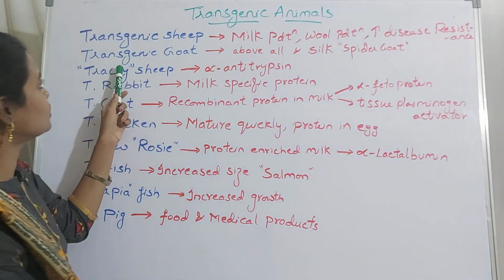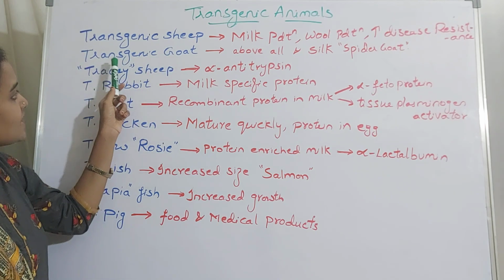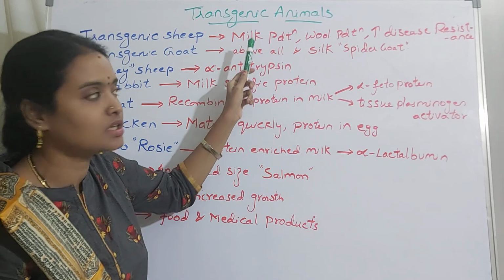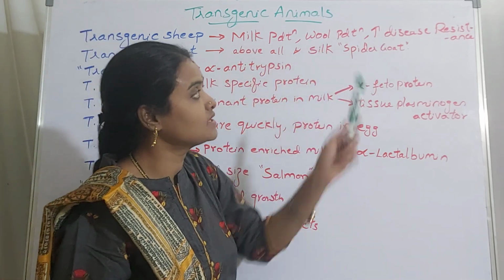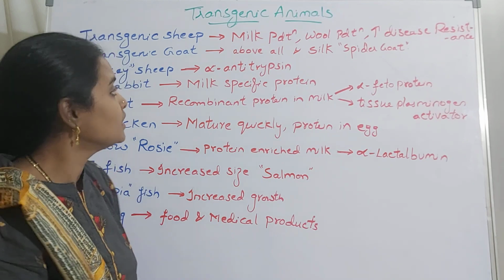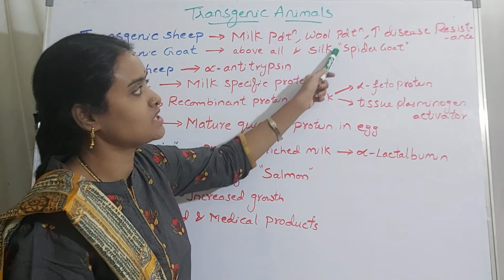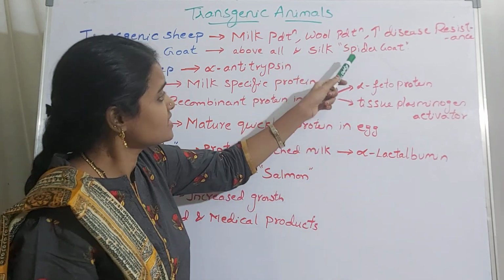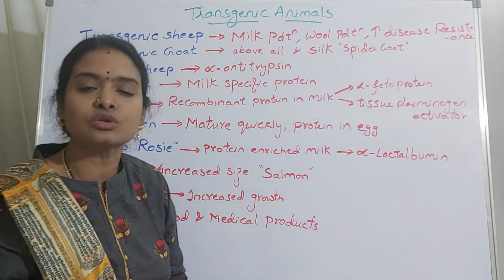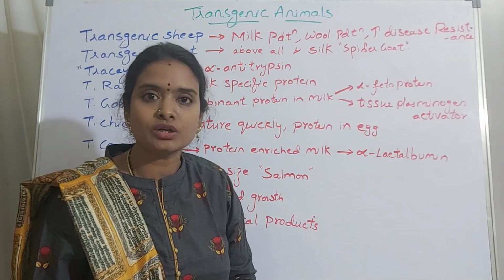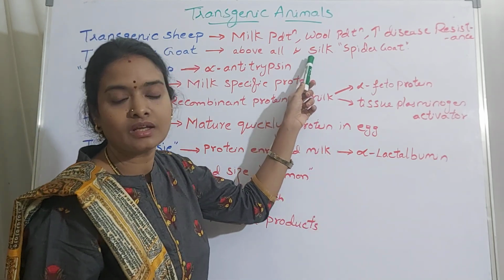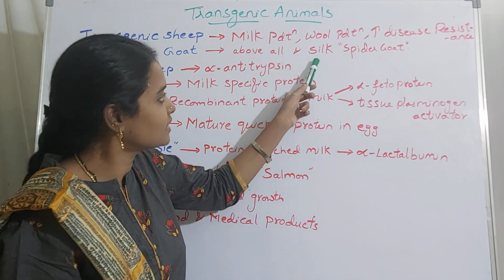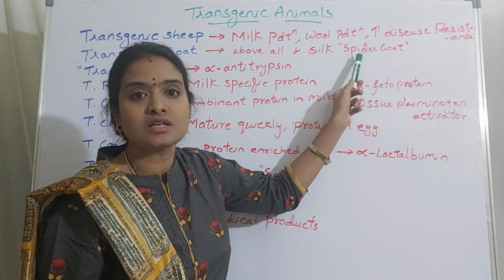So next coming to the transgenic goat. The transgenic goat is also having all these above characters like increased milk production, increased wool production and also disease resistance. Apart from this, it is introduced with another special type of gene from the spider. Right? As the gene from the spider is introduced into the goat, it is able to produce silk in its milk. Right? So, this transgenic goat which is producing silk in its milk is called a spider goat.